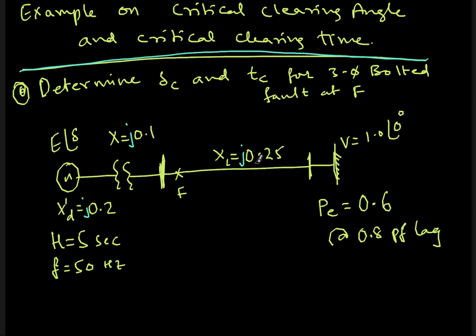Now what I have to find out is, assuming that there is a fault, the critical clearing angle and critical clearing time. PE is the power being injected into the infinite bus, that is 1.0 at angle 0, at 0.8 power factor lagging. So the power factor at which the power is being injected is also given. Let's get started by solving this problem.